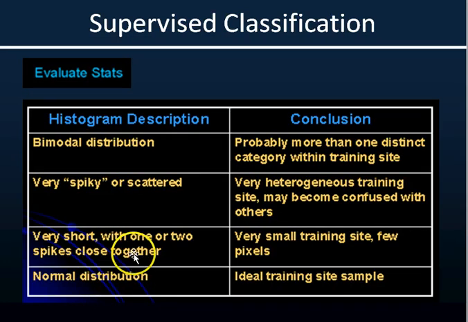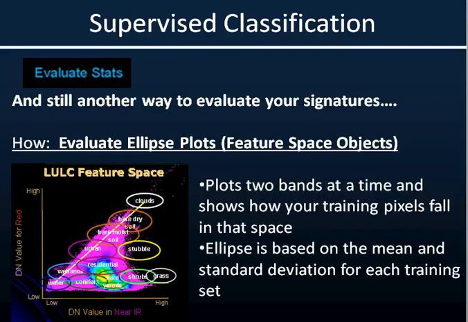If you see a really small histogram, remember the height of that histogram represents how many pixels have any given value for that band. And so if you see a really short histogram, or it's not even really a bell curve, it's short and it's also kind of spiky, it's probably telling you that you just don't have enough pixels within that entire training cluster and you need to go back and collect more. What we're really looking for is that nice normal distribution without a lot of overlap with the other bell curves, the other classes, as they're plotted on that histogram. There is another visual tool that most software packages give us, and that is ellipse plots, or they sometimes are called feature space objects.